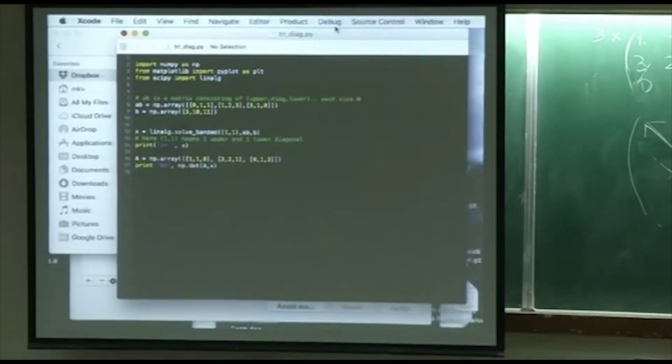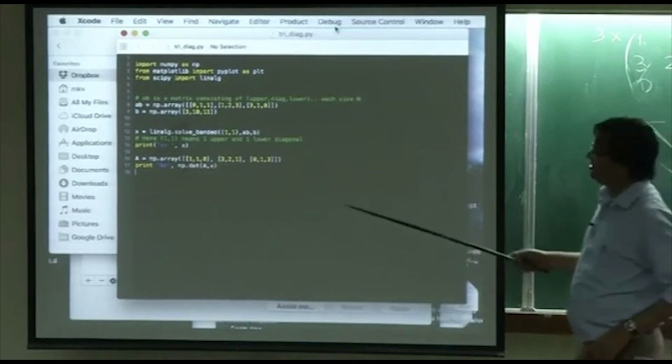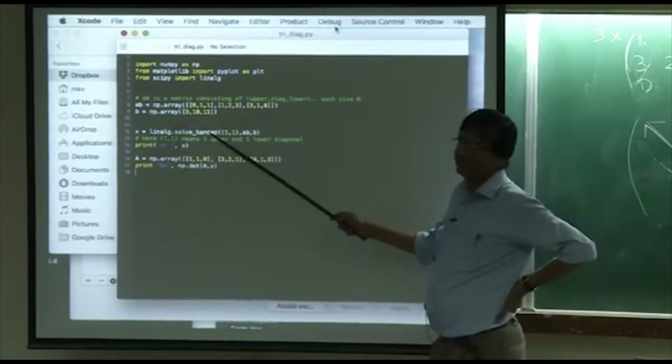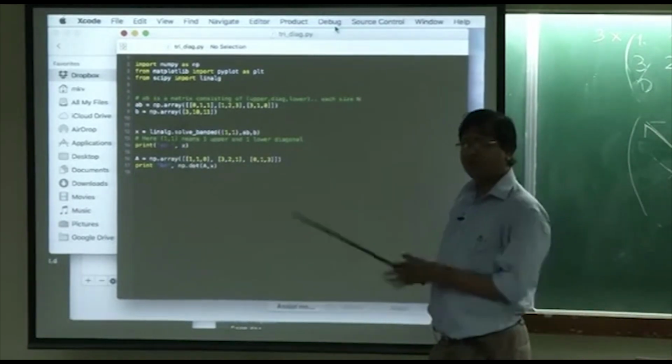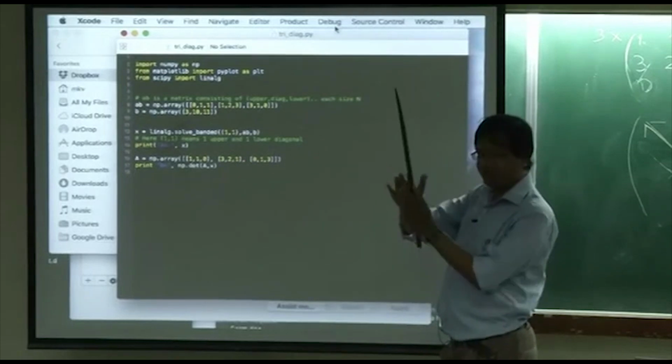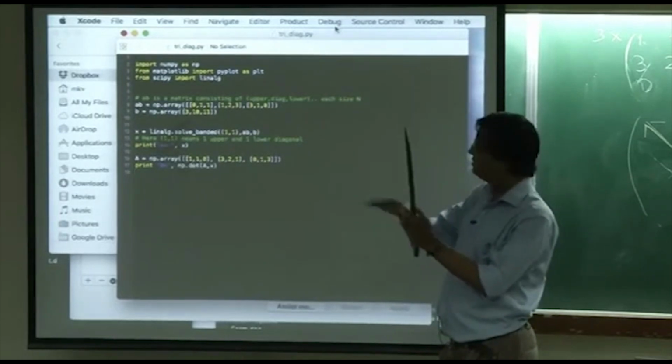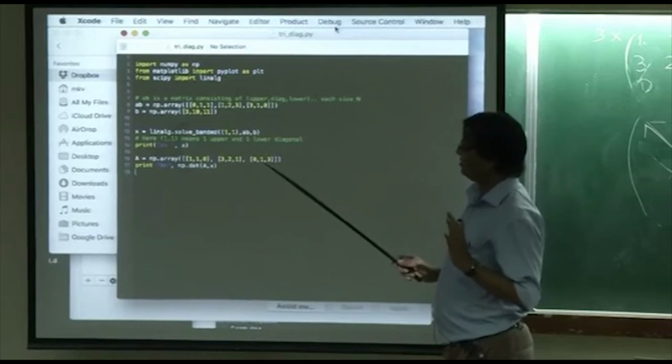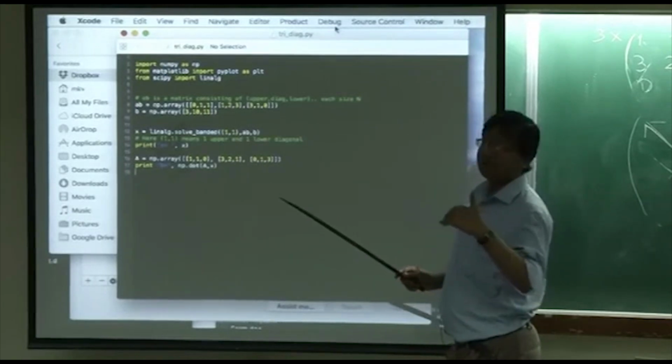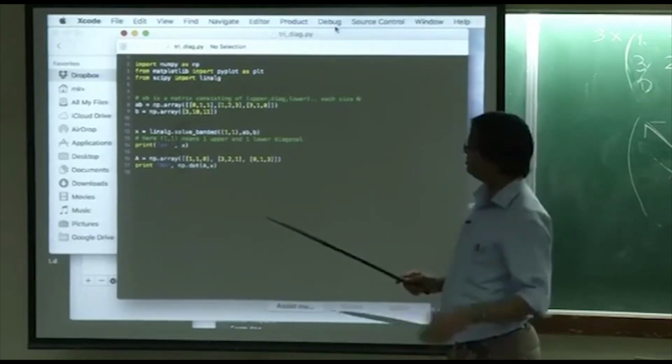Okay, now entry of this argument is slightly tricky here. Now, the function we have to use is called solve banded. So, this is not only tridiagonal, but any banded, it could be 5 diagonals. So, I am using only 3 diagonals, one above, one below and the diagonal.